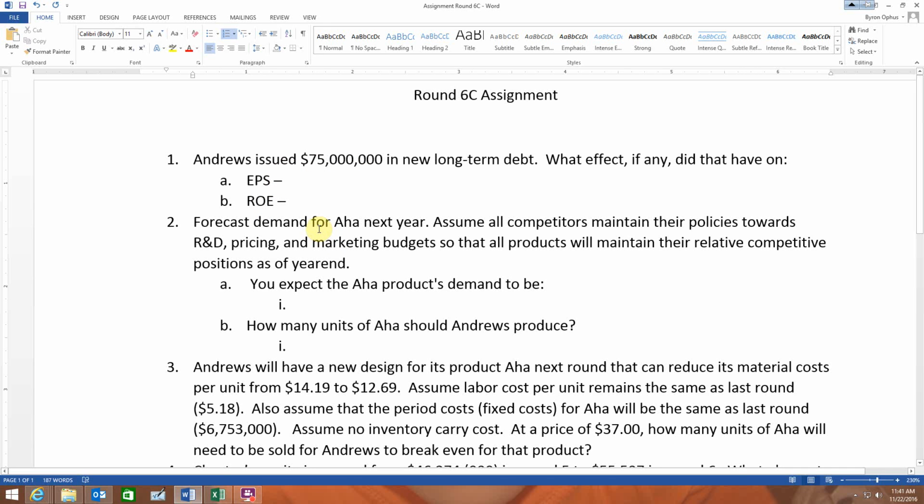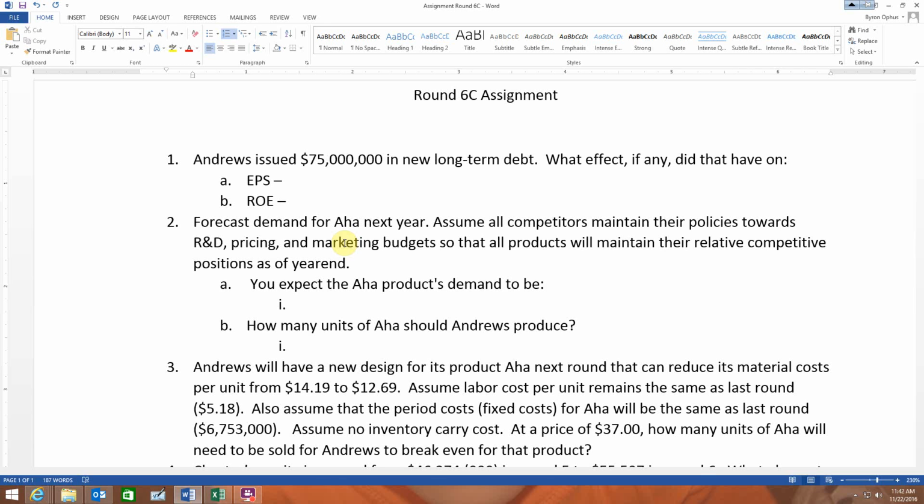So 2, forecast demand for AHA next year. Assume all competitors maintain their policies towards R&D, pricing, and marketing budgets, and that all products will maintain their relative competitive positions as of year end. I think we've done total demand and total demand growth. Break it down here to just one product and go by what its demand was for this year. Use its demand for this year to make that calculation.